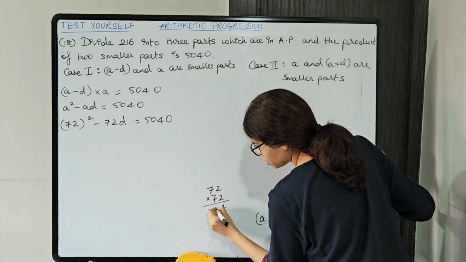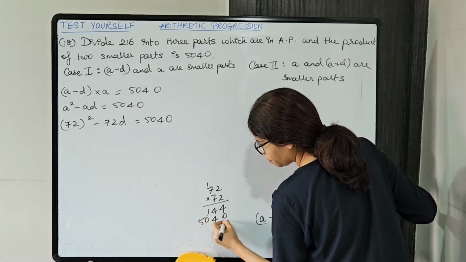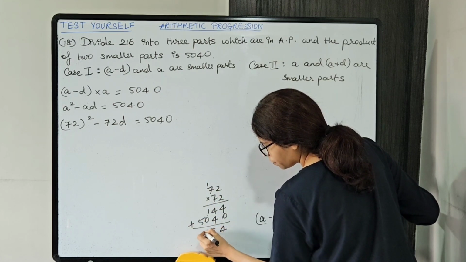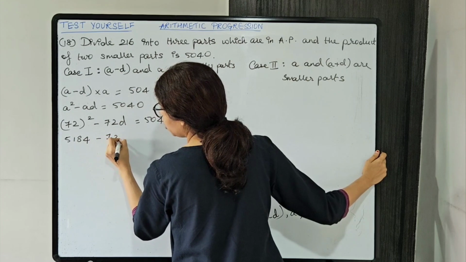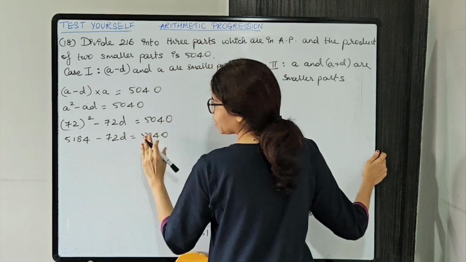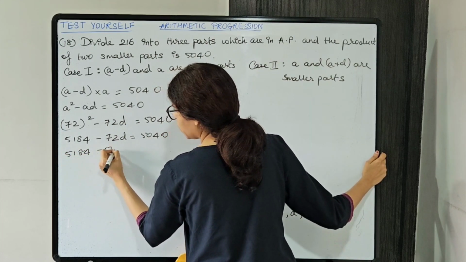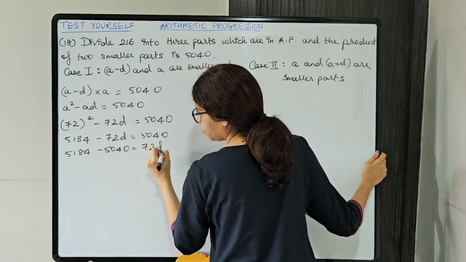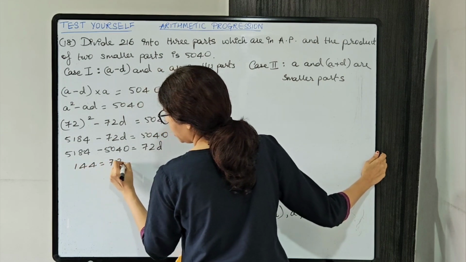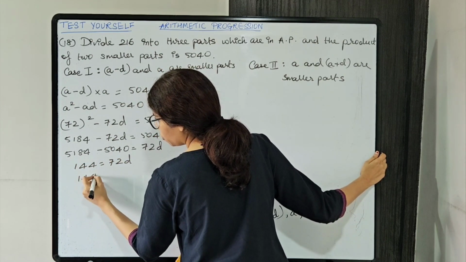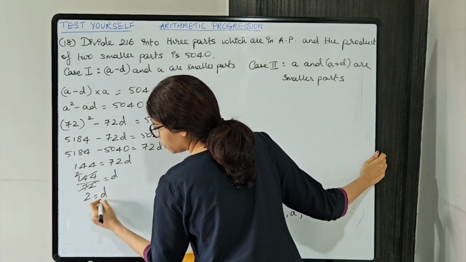2 2s are 4, 2 7s are 14, 7 2s are again 14, 7 7s are 49. So 5184. 5184 minus 72d is equal to 5040. Let's shift the number over here and d wala term over here. So 5184 minus 5040 is equal to 72d. So we'll get 144 is equal to 72d. So 144 by 72 is equal to d. So d का वैल्यू 2 मिल रहा है.